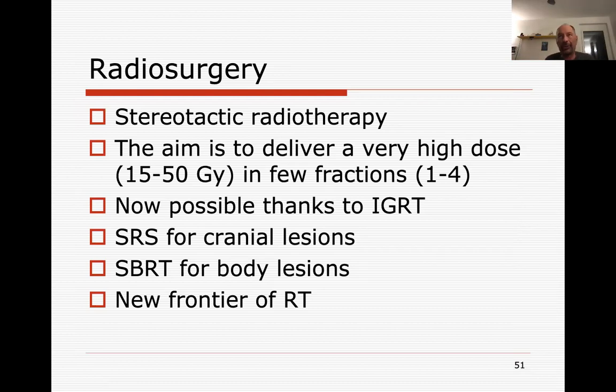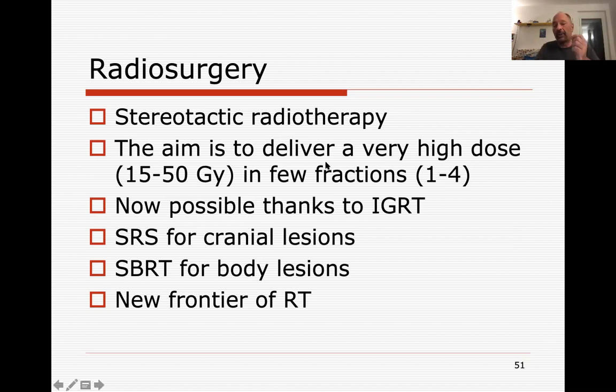This has many advantages. As you can imagine, there is an obvious advantage for the patient, who has to come fewer times. There is an advantage for the repopulation of the tumor, because you will reduce repopulation if you shorten the time. Remember the Fowler formula with the time factor in the BED.